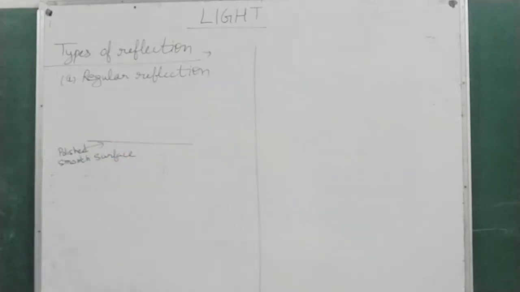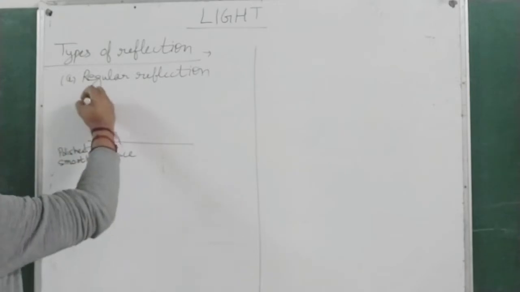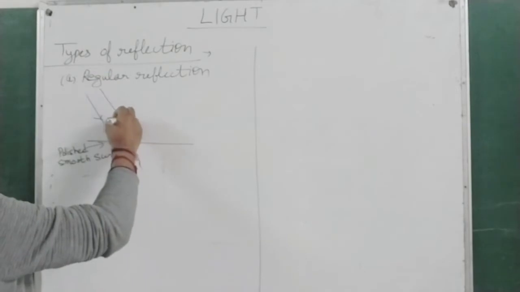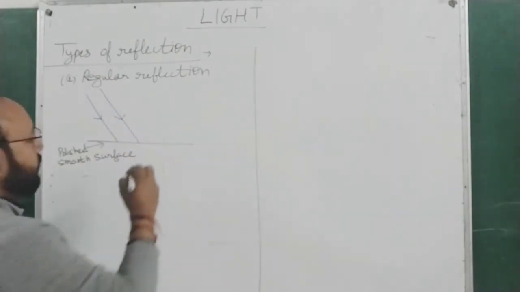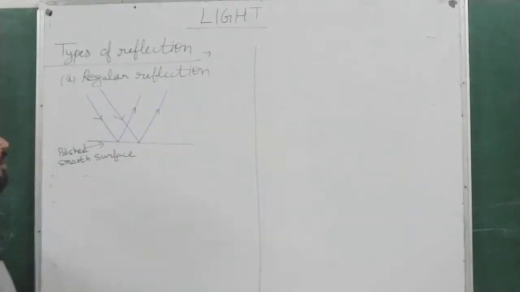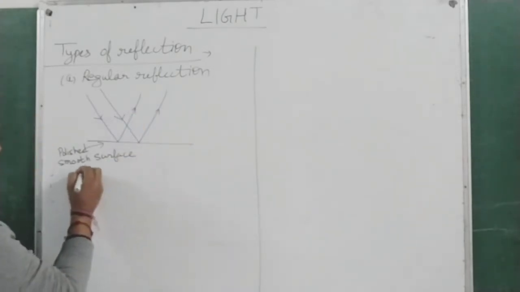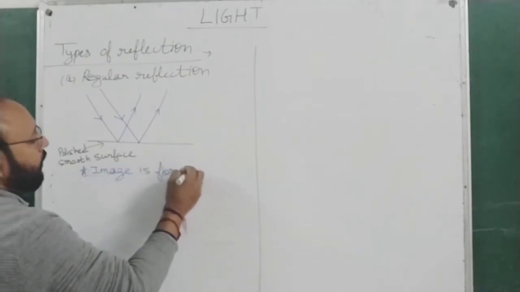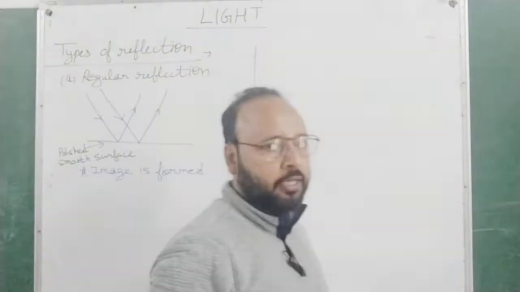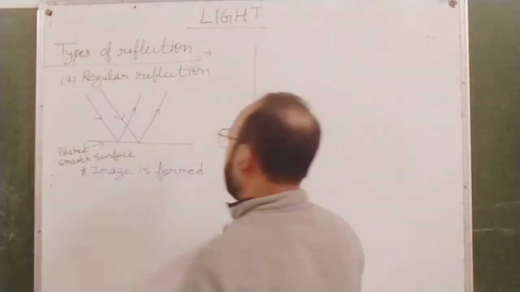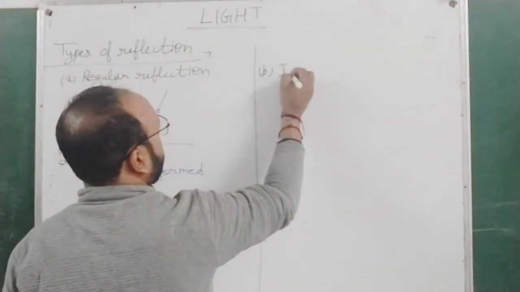When the number of rays come parallel, because rays from objects will come parallel like this, then after striking the surface they will also remain parallel. In that case, the image will be formed. In regular reflection, the image is formed, as we are able to see our face in the plane mirror.